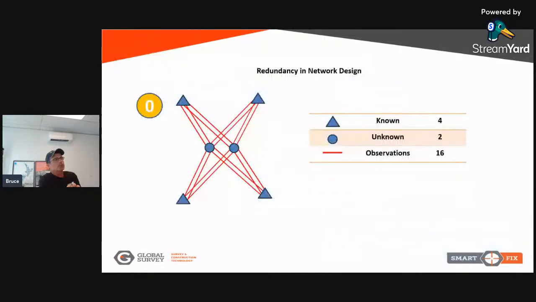I did say I wasn't going to talk too much about redundancy, but I do think it's definitely worthwhile having a quick discussion about it. In the example you can see on the screen here, we have 4 known stations, these are the triangles, and 2 unknown stations. There are 16 sets of observations, like 2 from each station into each one of these marks. And so there's definitely redundancy in this survey.